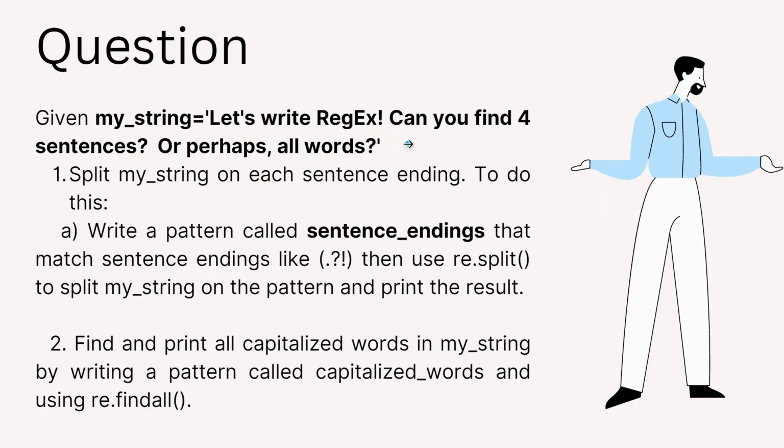The first part of this question is to split my string on each sentence ending. To do this, write a pattern called sentence endings that matches sentence endings like dot, the question mark, or the exclamatory mark. Then use re.split to split my string on the pattern and print the result. Second part is to find and print all capitalized words in my string by writing a pattern called capitalized words and using the re.findall method.